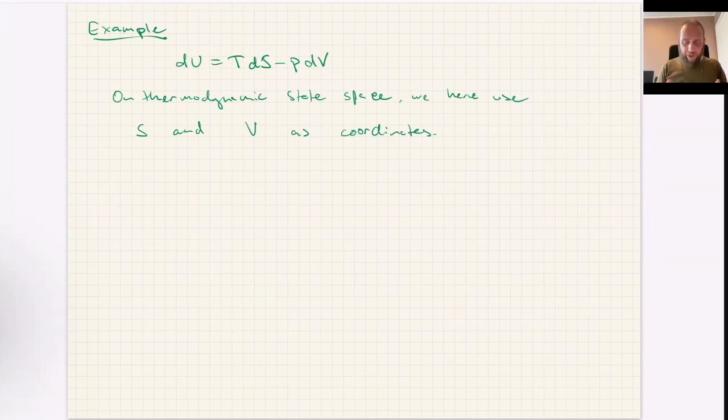So now that we have defined the tangent vectors and we have defined the dual vectors, let's discuss a little bit about how to relate these in different spaces. That's going to be useful when we later discuss derivatives.